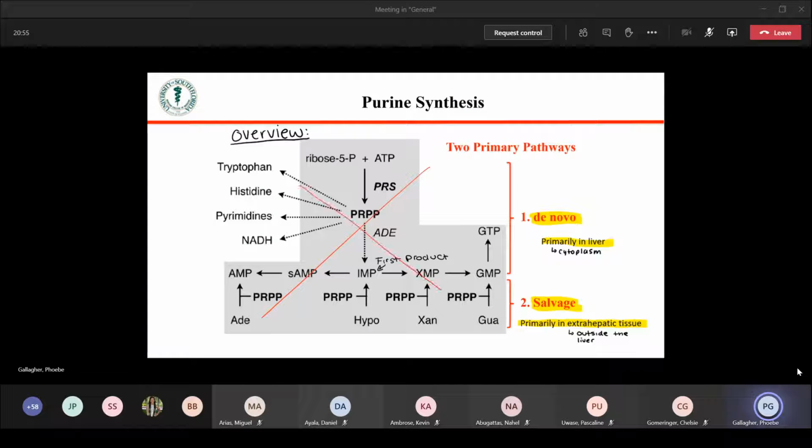This is just an overview, so don't worry about memorizing that, but you're going to have to know it in a little bit more detail regardless. But the main point of this slide was to introduce the fact that your de novo purine synthesis happens in the liver, as we already discussed, specifically in the cytoplasm, and that your salvage pathway happens in extrahepatic tissues, which is just a fancy way of saying tissues outside of the liver, so not the liver.